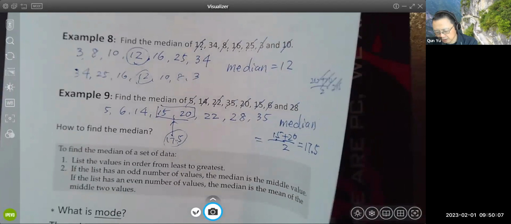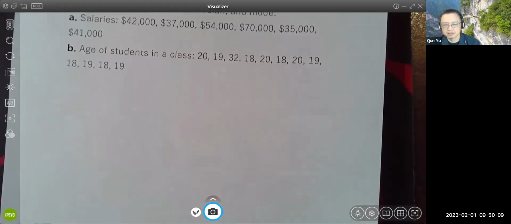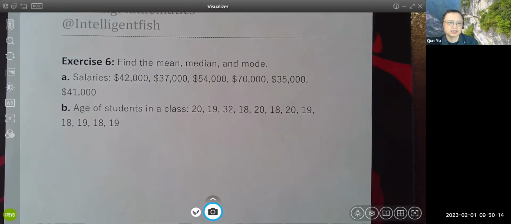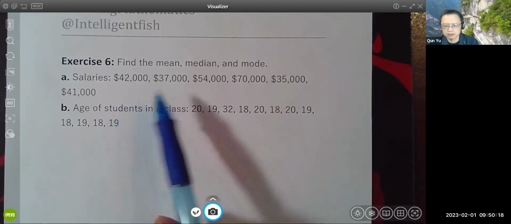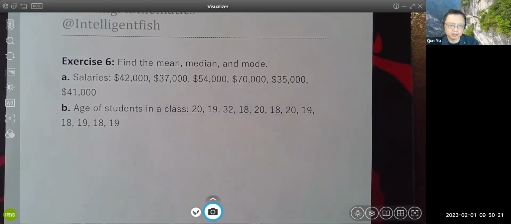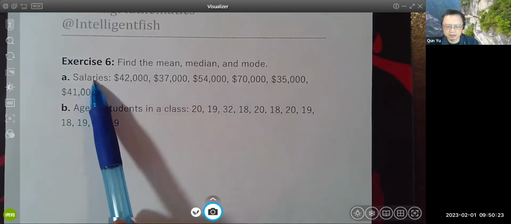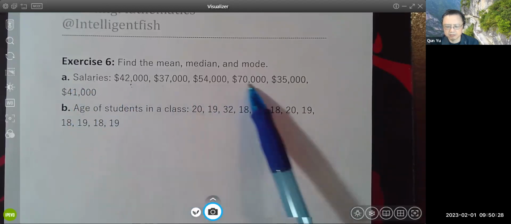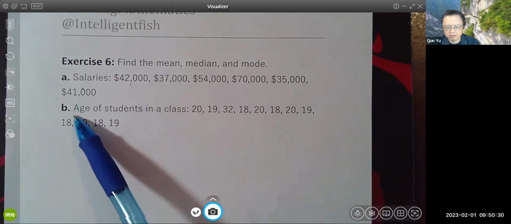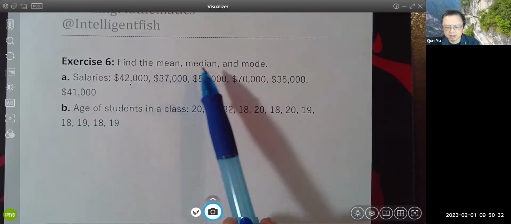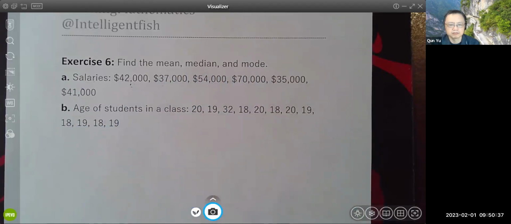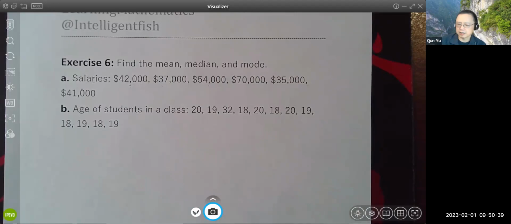And you have one last exercise problem for this video. So you're going to find the mean, the median, and the mode for these two sets of data. So you have two separate questions. One is called A. You're going to find the mean, the median, and the mode of these numbers. And there's a separate one. You're going to find the mean, the median, and the mode of these numbers, which are the ages of these students. And that is all for this video.